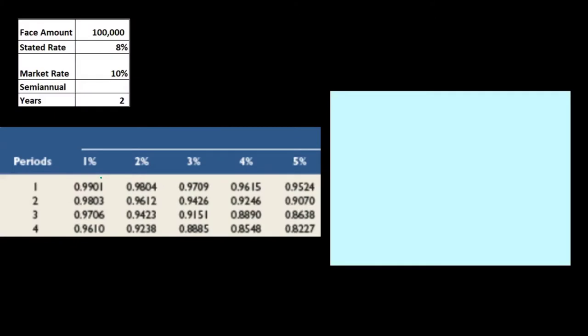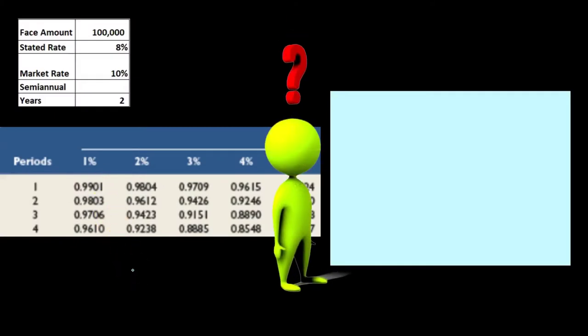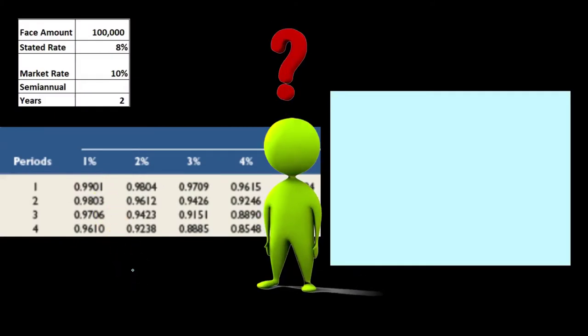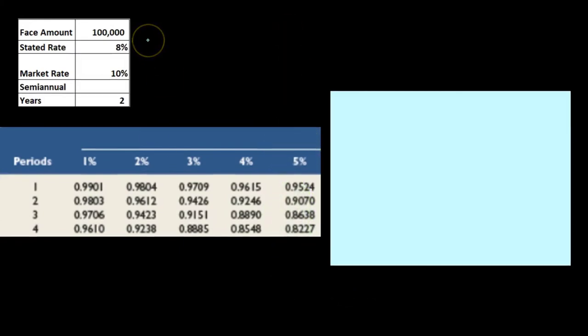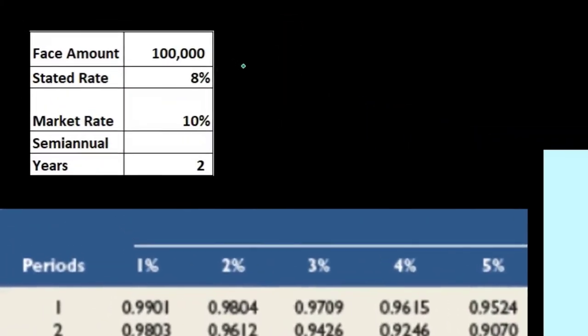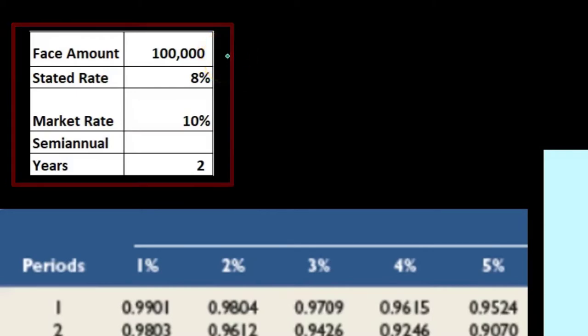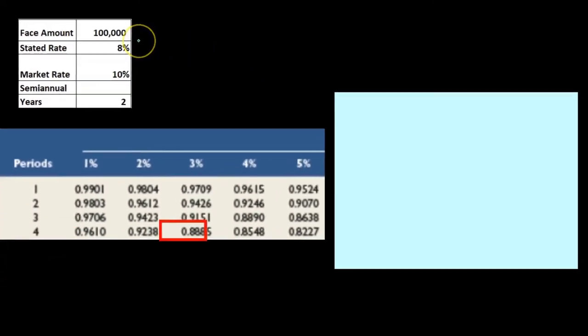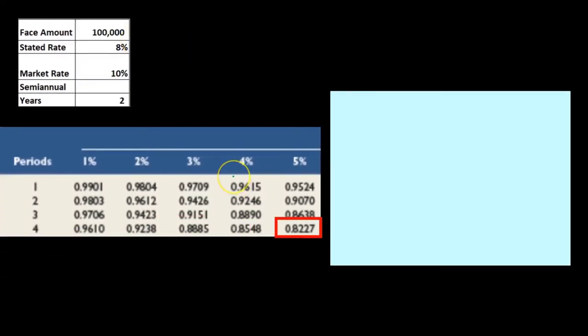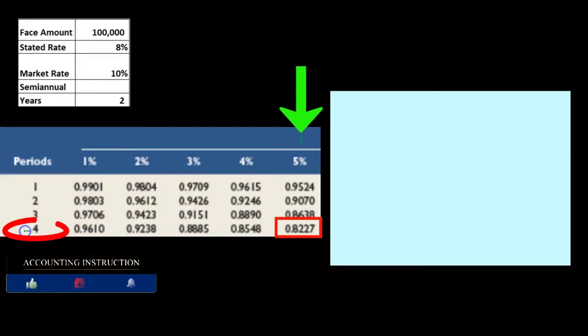So if we do this, we're going to say, okay, well, how can we figure this out? First, we're going to take a look at the face amount calculation. It's the same calculation we did with the formulas. We have to think about the face amount we're going to pay at the end of the time period, and then the interest. So if we take a look at the face amount calculation, we're going to pick up the amount from the table for the present value of one, the amounts that are less than one, and we're picking up 5% and four periods.